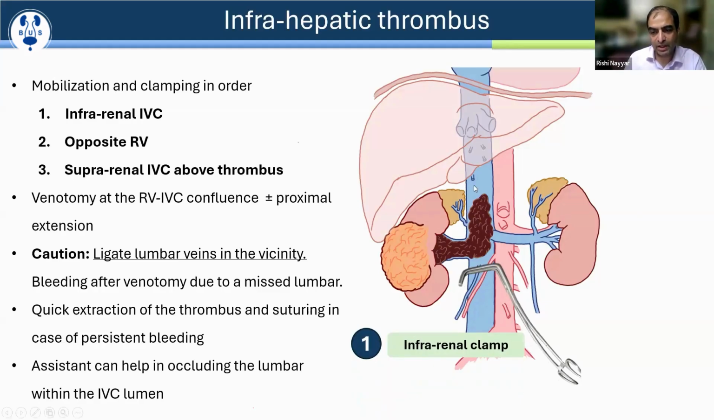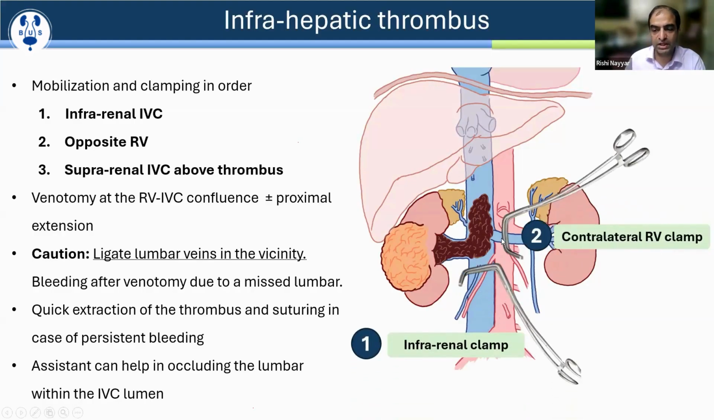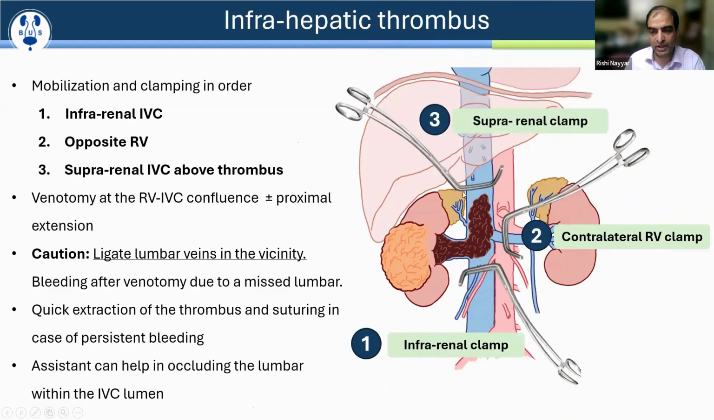Do not apply the upper clamp first. Always apply the clamp on the side from which the blood is coming first. So the first clamp is applied infrarenal, then the second clamp is applied on the opposite renal vein, from where the blood is coming, and then at the end the clamp would be applied on the drainage side, from where the blood is flushing out. So now this will isolate our segment of the IVC completely.